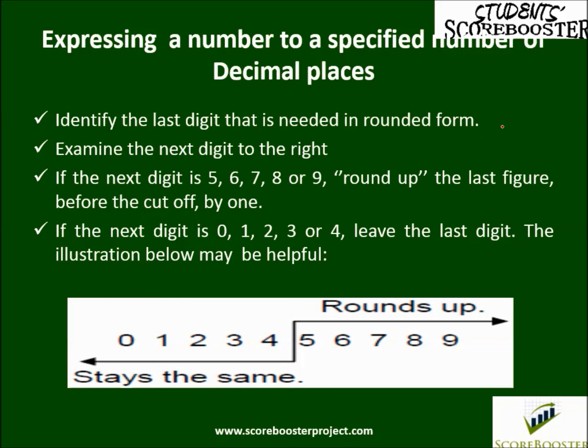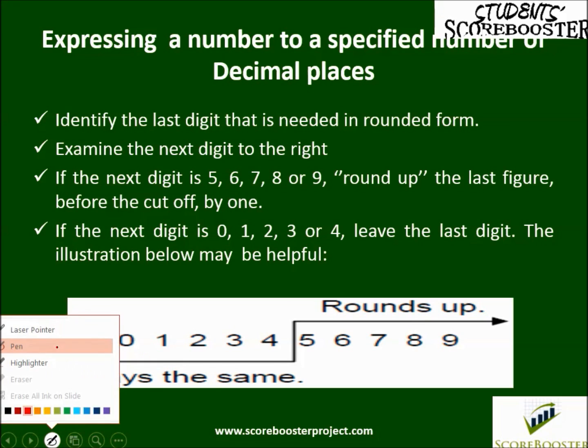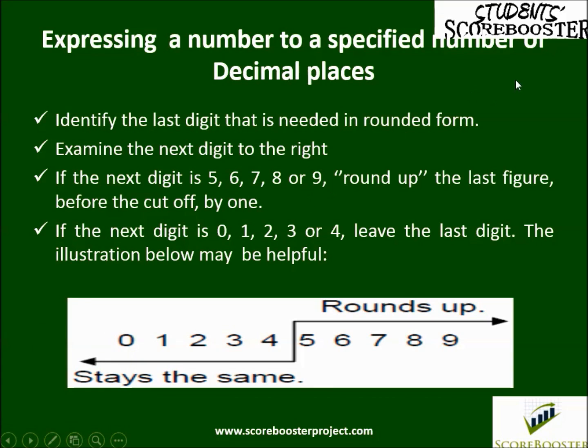To express a number to a specified number of decimal places, these are the procedures. One, identify the last digit that is needed in the rounded form. Two, examine the next digit to the right. Three, if the next digit is 5, 6, 7, 8, or 9, round the last figure before the cutoff up by 1. If the next digit is 0, 1, 2, 3, or 4, then you leave the last digit.